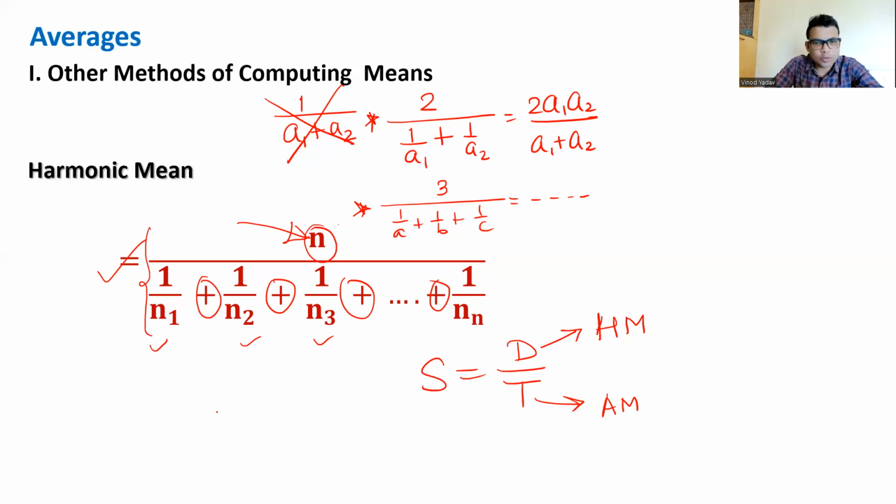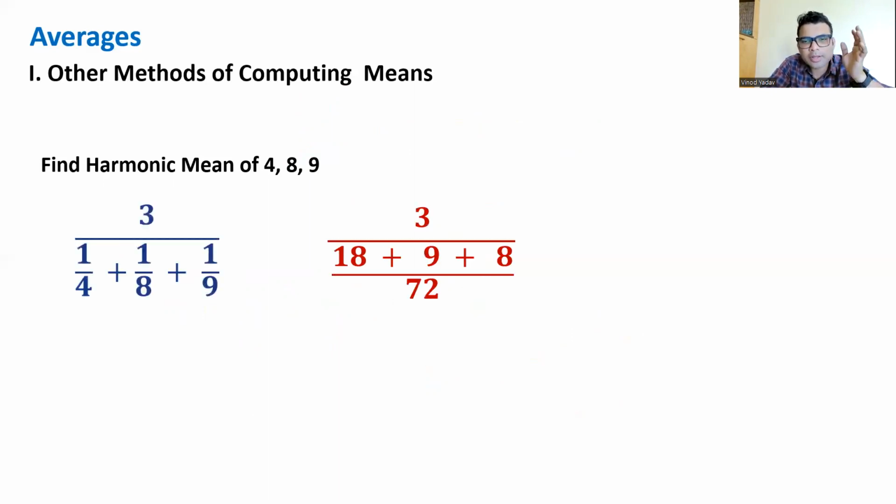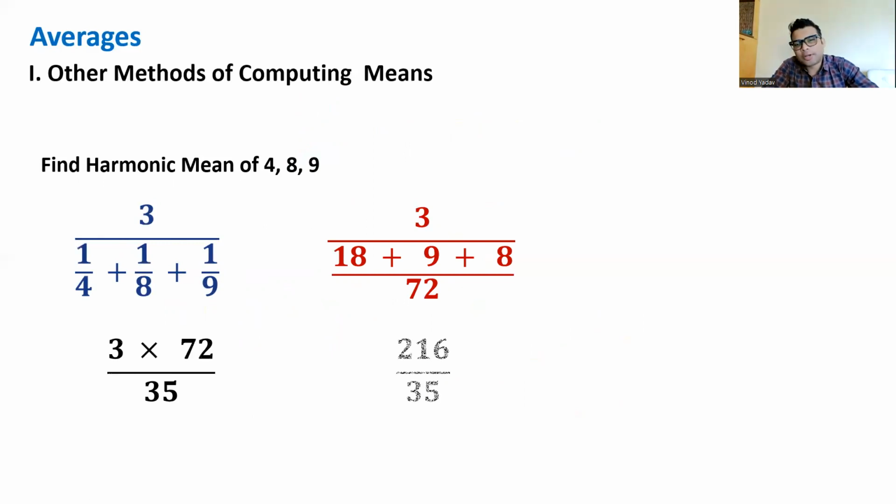Okay, got it? Let's see some numbers to understand. Find the harmonic mean of 4, 8 and 9. So three numbers, so 3 will be there in the numerator. In the denominator, what will be there? 1 by 4, 1 by 8, 1 by 9. Simplify this. Ultimately, you get 216 upon 35. Okay. Got it, friends?